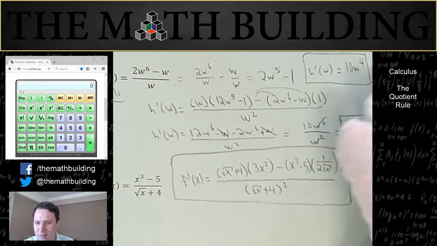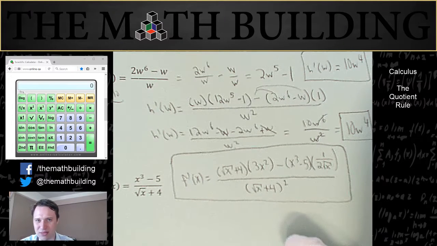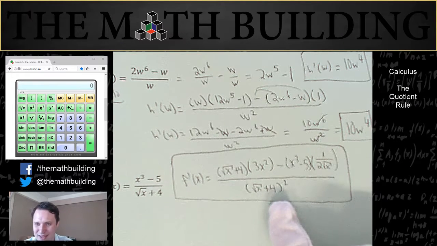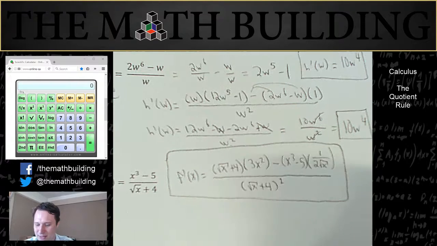Just remember low d high minus high d low over low squared. Just say that 100 times and you should get it. And so here is how you would apply it to this function right here. In the next video, we'll look at some more examples of using the product rule and the quotient rule to find the derivatives of more complicated functions.